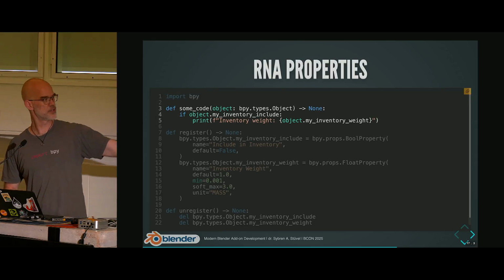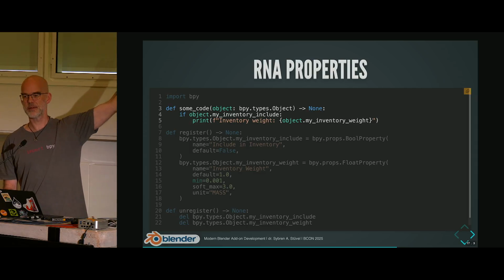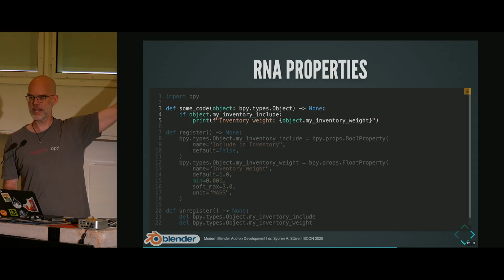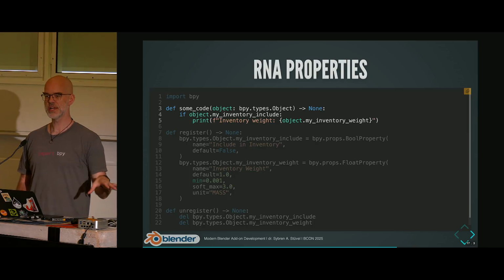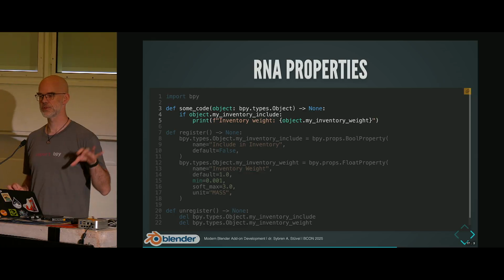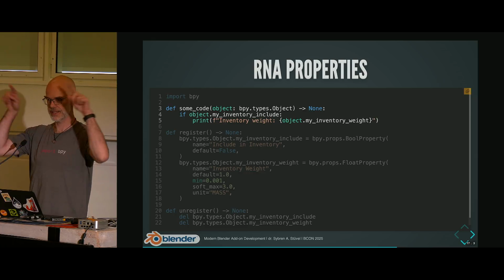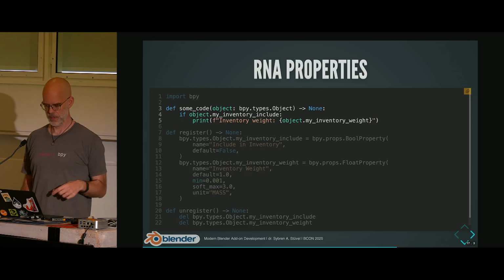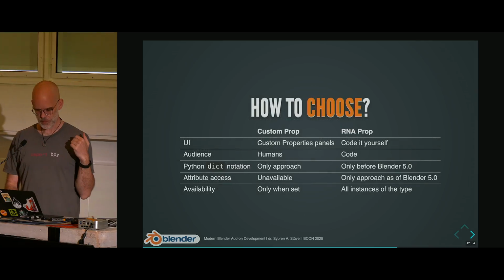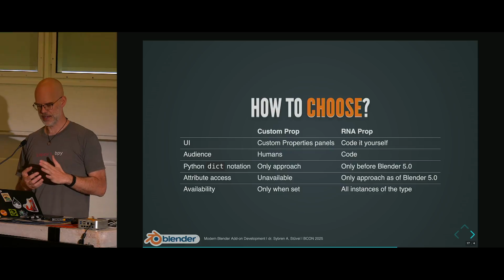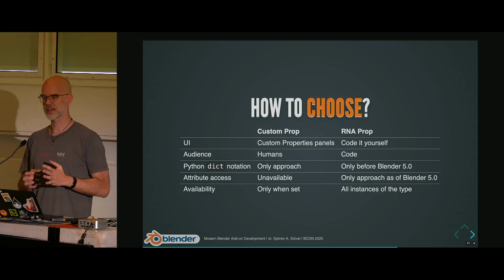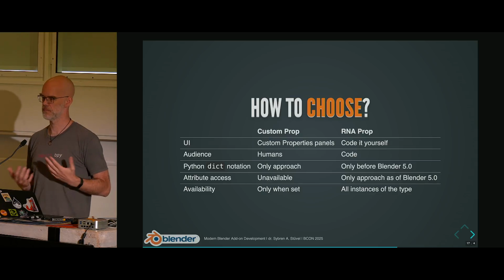Finally, in your code, you can say I get some object that's just a default Blender object, and you can just use object.myInventoryWeight. So now we've seen two ways to add custom properties. There's one from the user interface that gives you the quotes and the name. And then there's this guy. So how do you choose? Well, those custom properties are mostly for humans. People using Blender want to add some custom stuff there. They should be able to. They can.